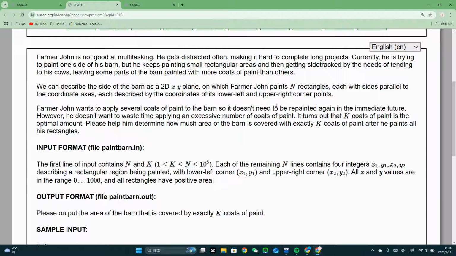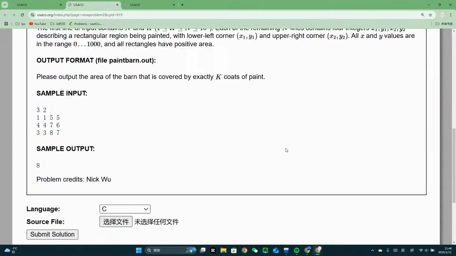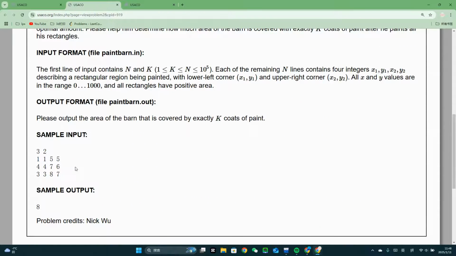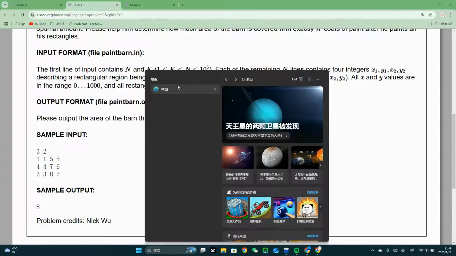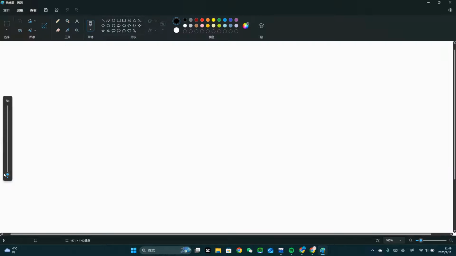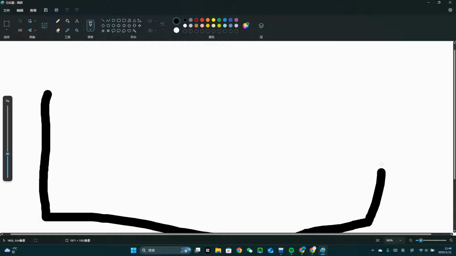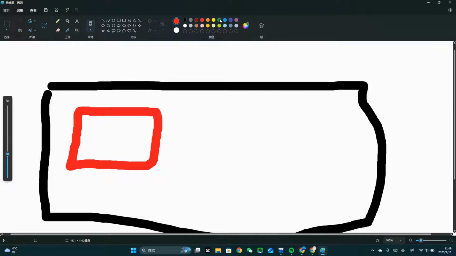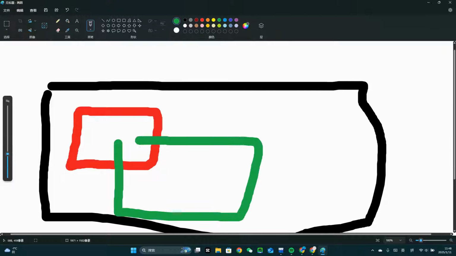So first of all, you can take a minute and read through the problem yourself. All right, I assume you read the problem. So basically, you're given a barn that Farmer John is painting, and he's painting it in rectangles. So I'm going to pull up a drawing board here. Basically, you have a barn like that, and you're being told the rectangles that he painted. For example, he painted once in this rectangular area, then you paint another time in this rectangular area, and maybe another time in this one.